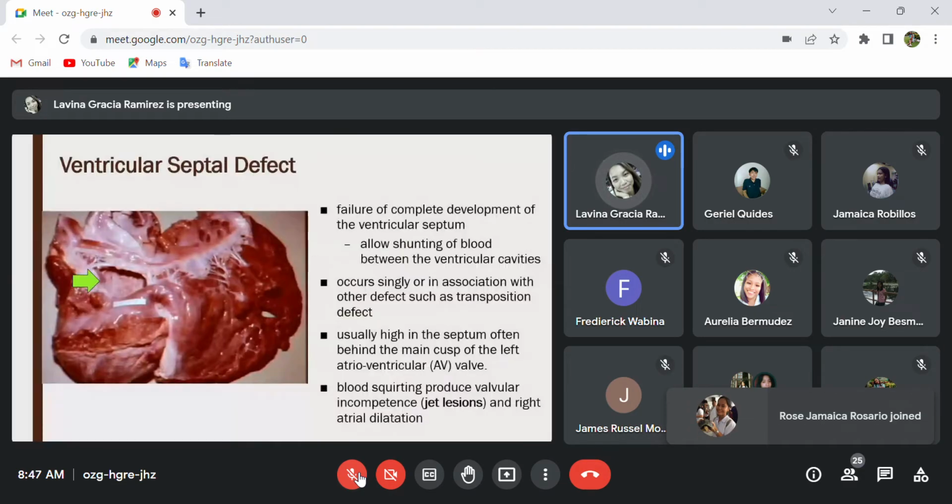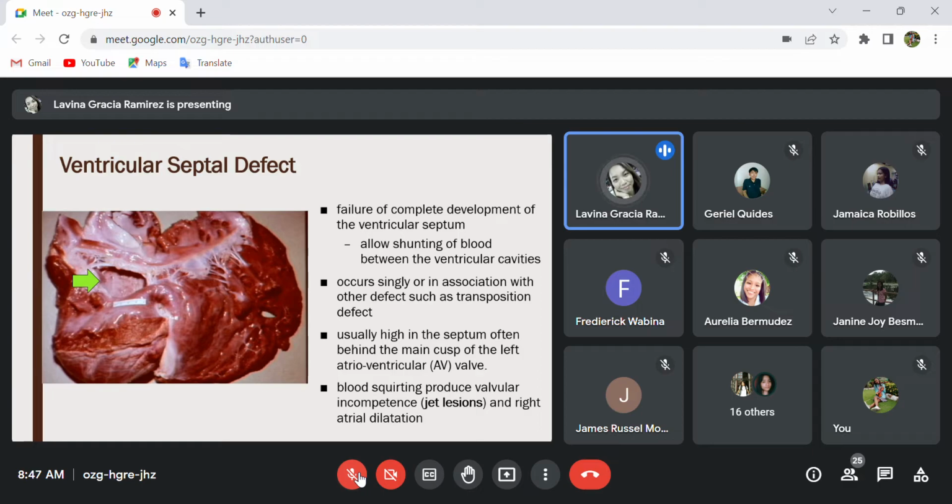Yeah, so another is, this is a picture of the ventricular septal defect. So in between, there's an opening. Behind this defect is a failure of complete development of the ventricular septum, allowing the shunting of blood. So we've mentioned that one. This could occur singly or in association with other defects such as the transposition defect.